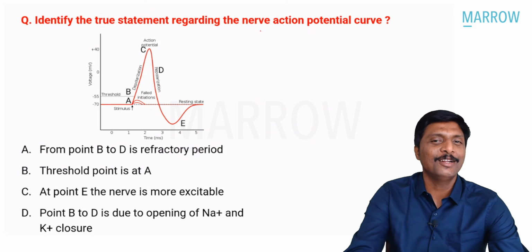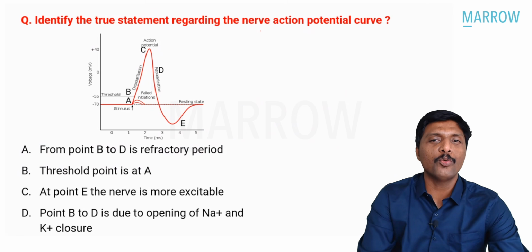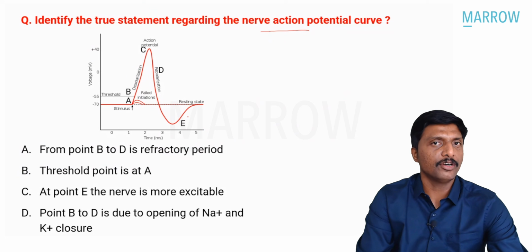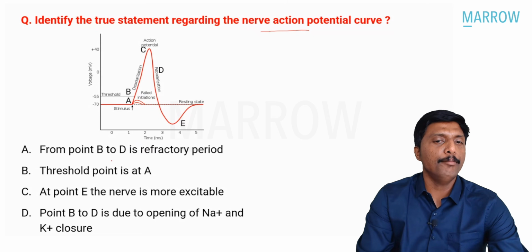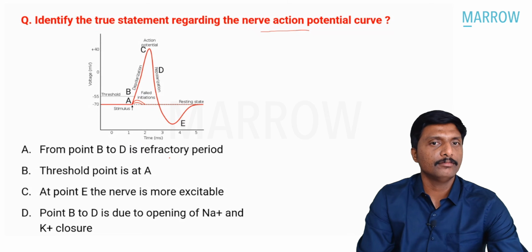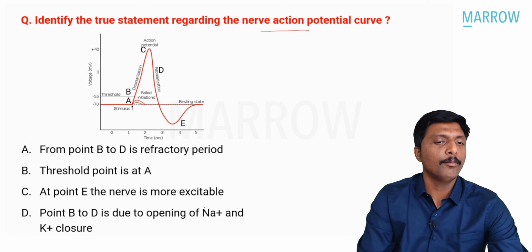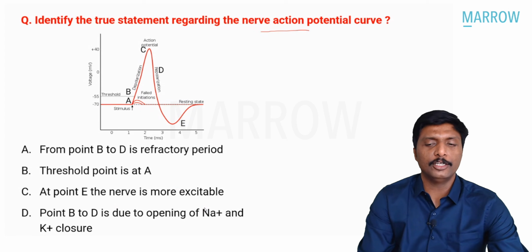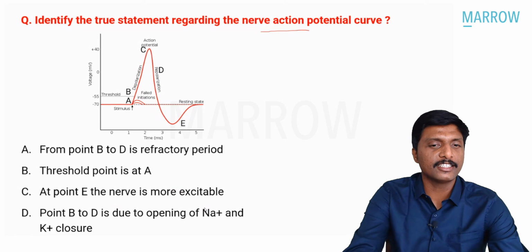Very familiar. Now they asked about the nerve action potential curve. A, B, C, D, E. These points are there. They are telling B to D is refractory period. Threshold is A. At point E, the nerve is more excitable. Point B to D is due to opening of sodium and closure of potassium channels. What do you think is the answer? I'll show you the answer now. We will have a detailed discussion.